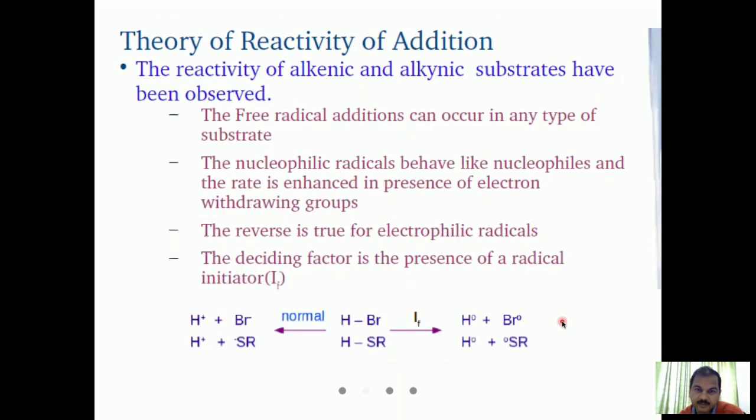The reactivity of alkene and alkyne substrates has been observed as follows. Free radical addition can occur in any type of substrate. Nucleophilic radicals behave like nucleophiles, and the rate is enhanced in the presence of an electron withdrawing group, as we have seen. The reverse is true for electrophilic radicals. The deciding factor is the presence of a radical initiator, which will promote the reaction. These are some examples of how this will form: if an initiator is there, then it will form a Br free radical, an S free radical, and so on.